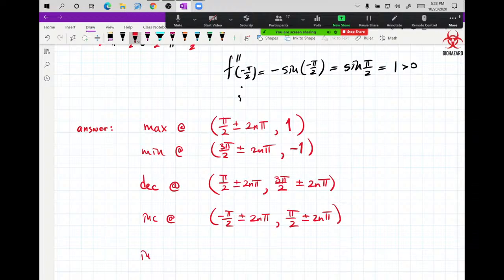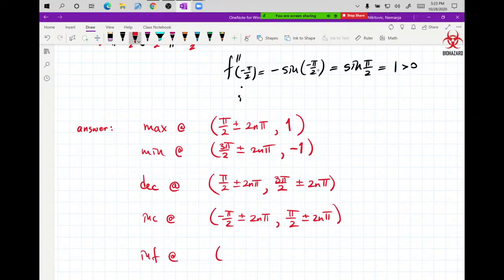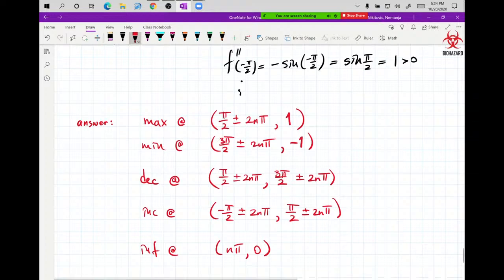Inflection points at n pi, comma, 0, because when you compute sine at any of the pi values, it's going to be 0. So sine of 2 pi is 0, sine of 3 pi is 0, sine of 100 pi is 0. All of them are 0. So those are inflection points.